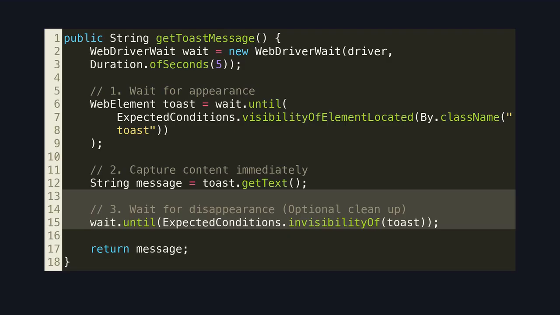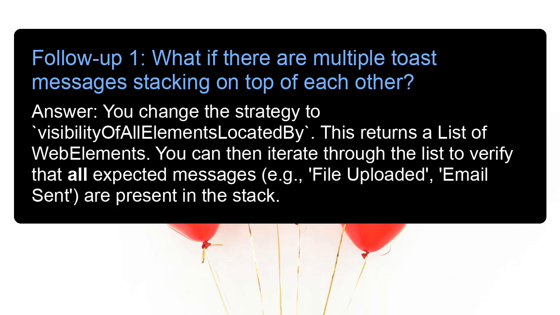This is a state cleanup step. Before moving to the next test step, like clicking another button, we ensure the toast is gone so it does not overlap or obscure other UI elements, preventing element click intercepted exception. Follow-up 1. What if there are multiple toast messages stacking on top of each other?